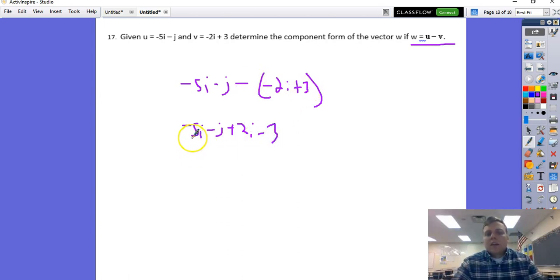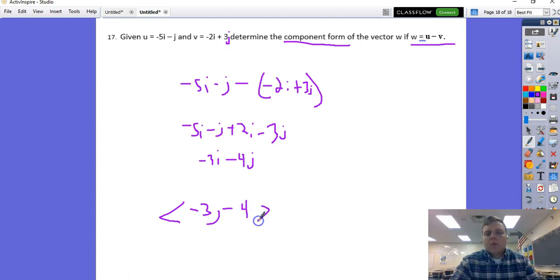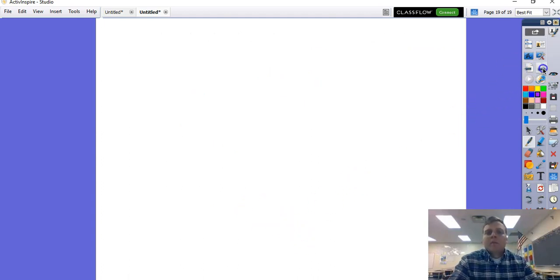So now I put like terms together. Negative 5i plus 2i is negative 3i. This should be plus 3j. I don't know why it doesn't have a j, but it should say plus 3j. Okay? My apologies for not catching that sooner. So then it becomes negative 3j, and then negative j minus 3j is minus 4j. Now, it actually asks us to do this in component form, not linear combination form. Okay? Linear combination form is i and j. Component form is where you do the angle bracket, horizontal component, vertical component, angle bracket. And there you go.